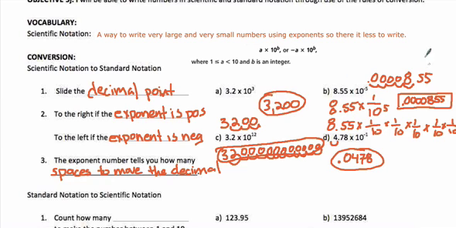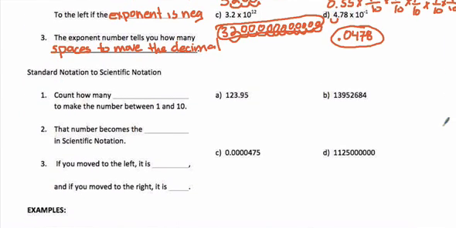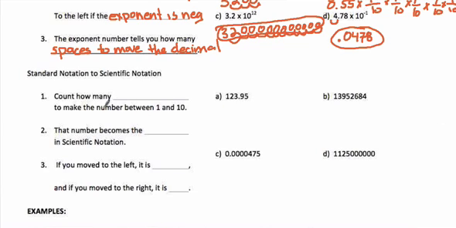Okay, so now let's take a look at taking standard notation and putting it into scientific notation. So here we're going to count how many spaces to make the number between 1 and 10. So to put the number between 1 and 10, I need to move the decimal point so that there's only one digit to the left there. So I need to move it over right there. That'll make this 1.2395. That number is between 1 and 10 because I just have one digit to the left here. That number becomes the exponent.